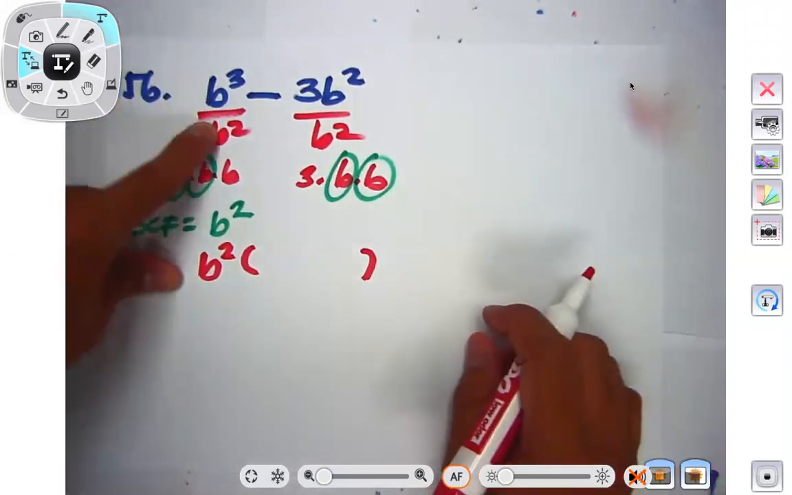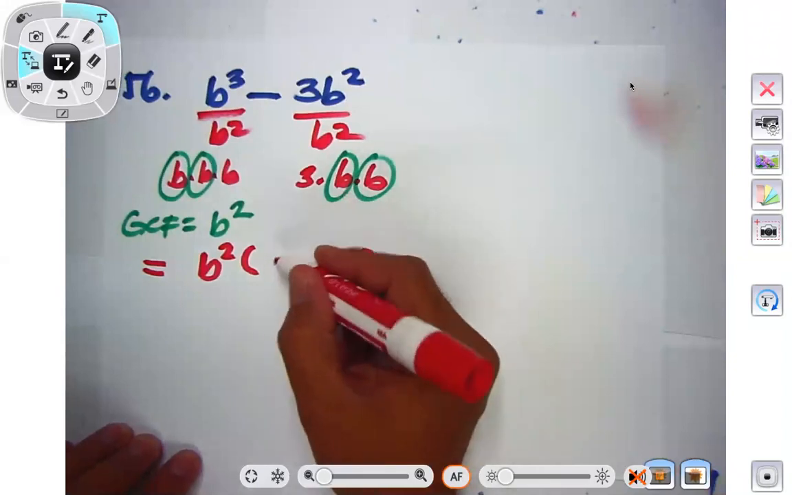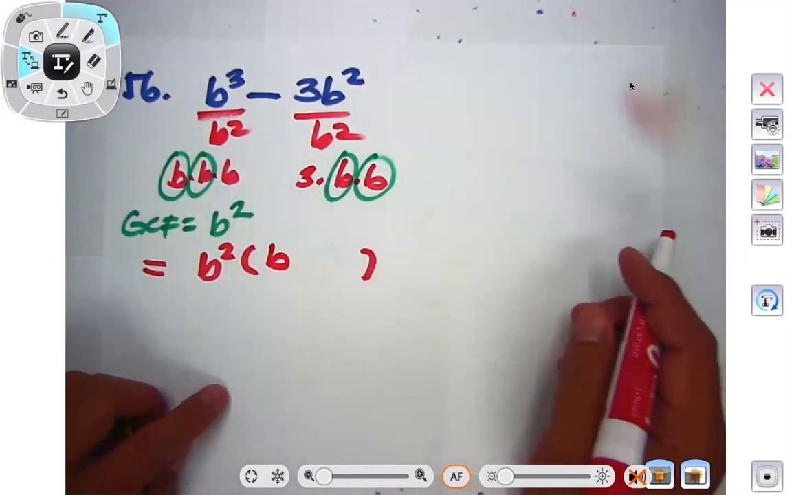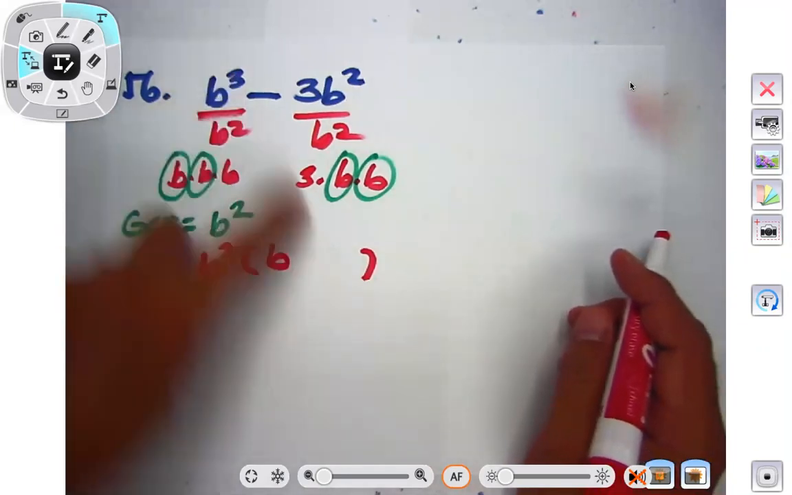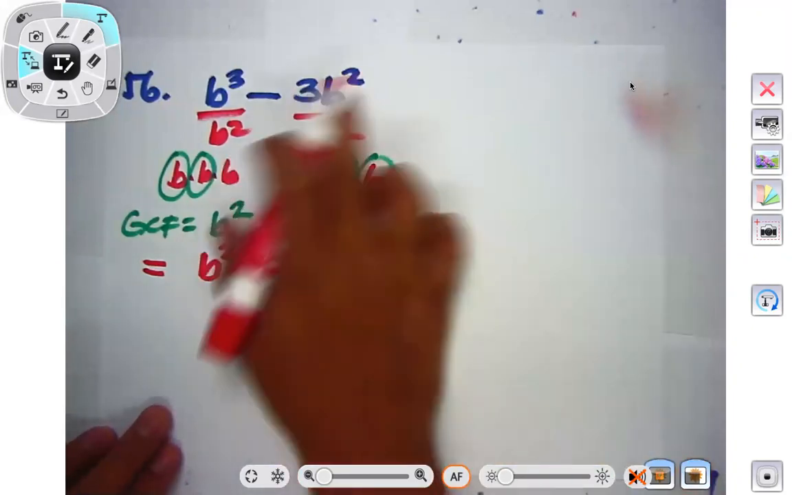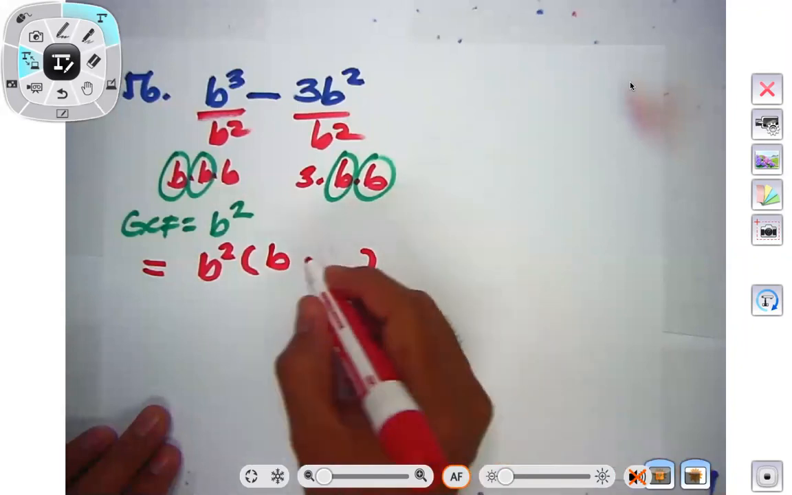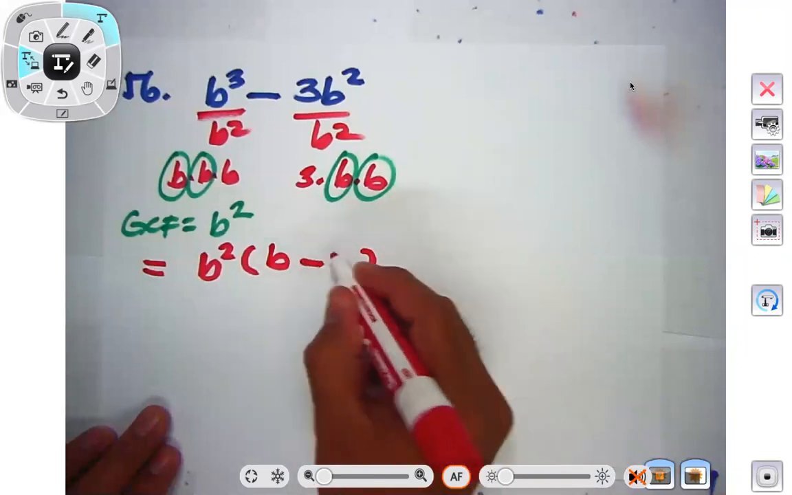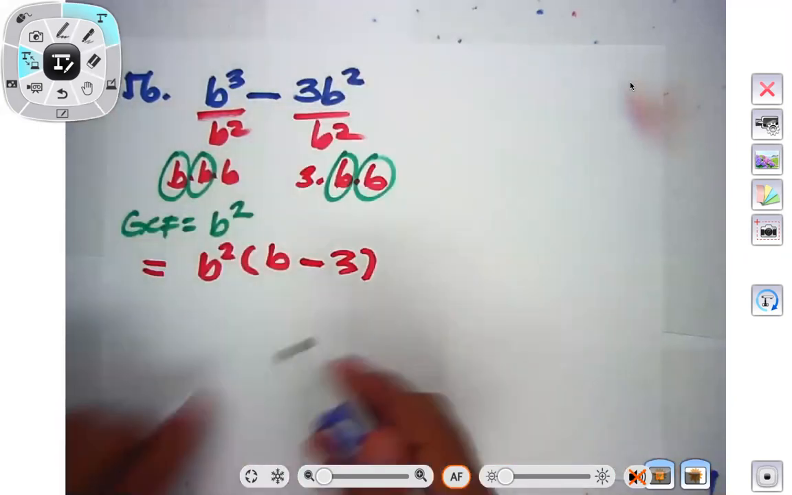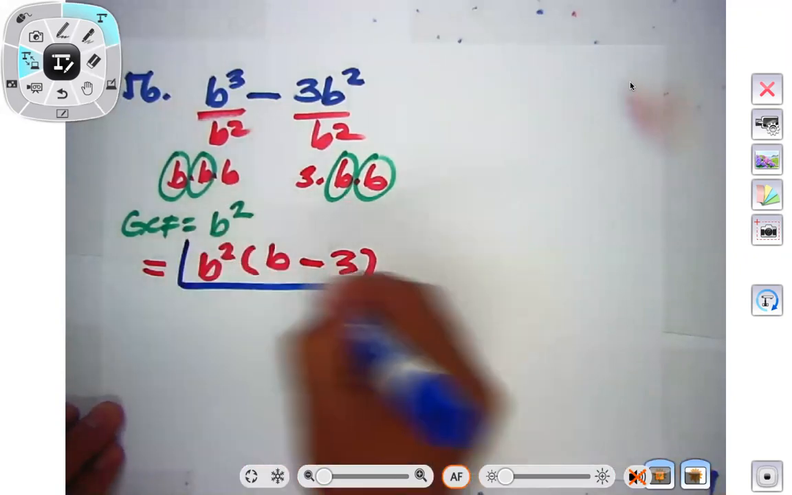What's b cubed divided by b squared? B. That's correct. 3 minus 2 is 1, so b raised to 1, or simply b. How about 3b squared divided by b squared? Negative 3. So the b squared is just canceled. So you have b squared and b minus 3. These are your factors.